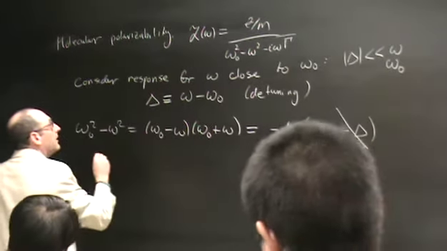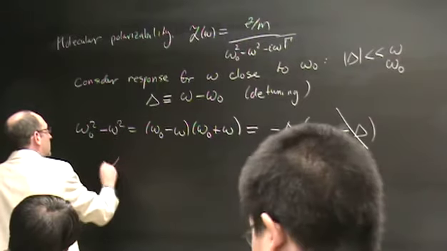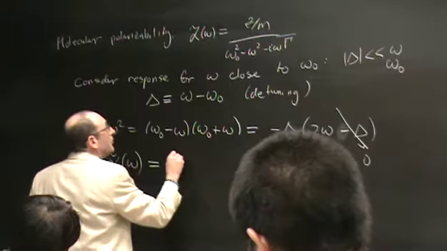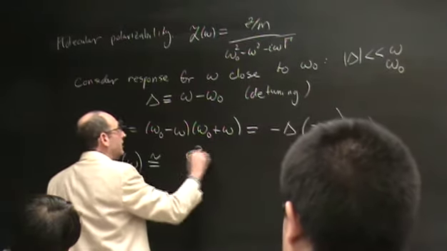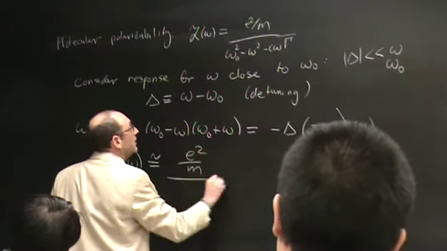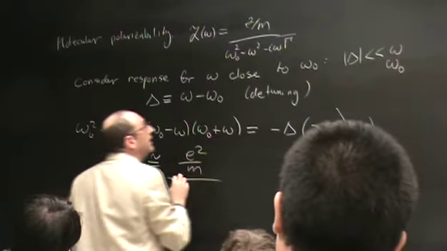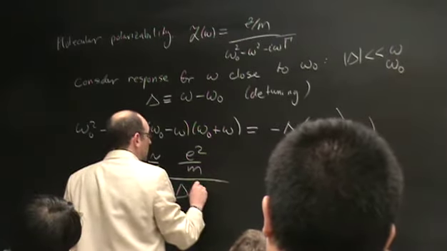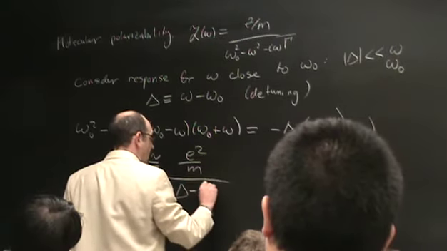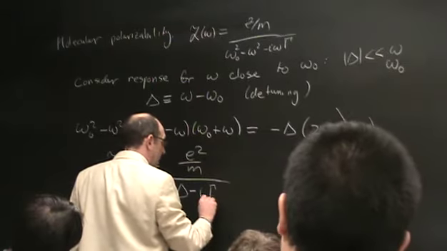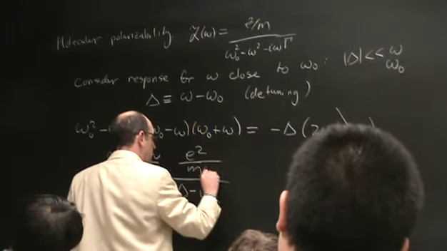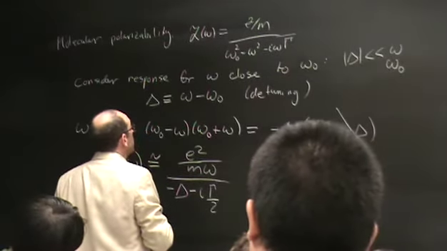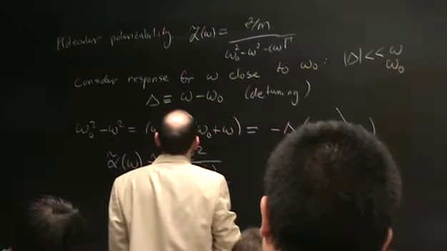the polarizability is approximately equal to e squared over m, divided by minus delta minus i omega gamma over... let's see, somehow I got myself screwed up here.